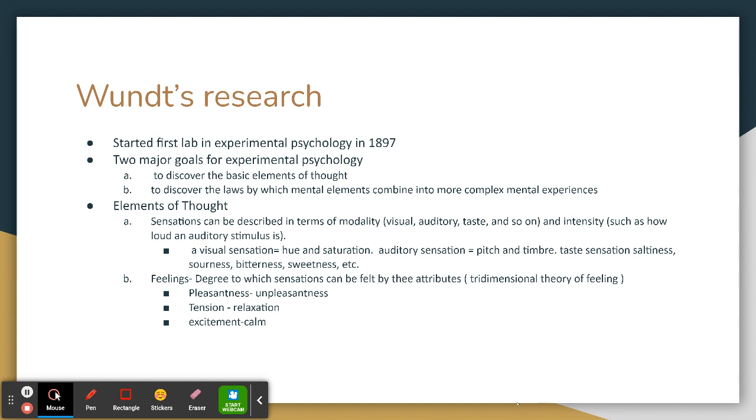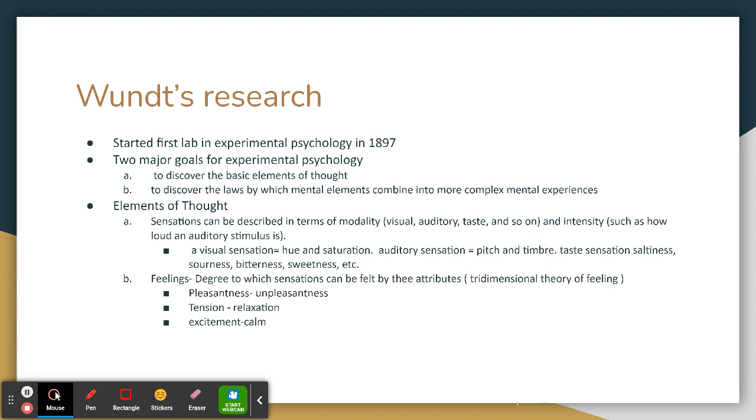Wundt's research. Wundt was the first to start a lab in experimental psychology. He was actually the first to really create or coin the idea of experimental psychology. Back then, when he was teaching experimental psychology, it wasn't even called that. So, the two major goals for experimental psychology are to discover the basic elements of thought and to discover the laws by which mental elements combine into more complex mental experiences.